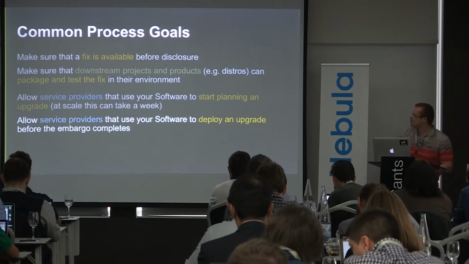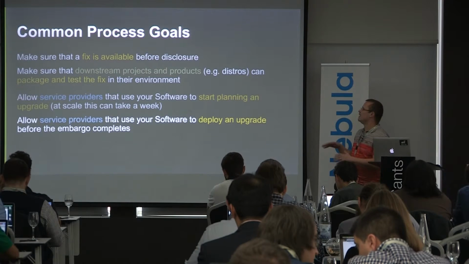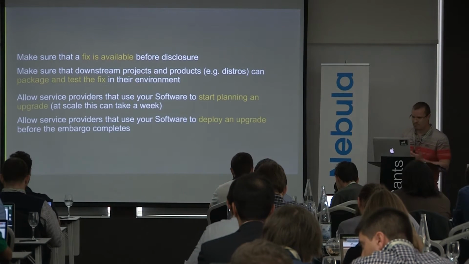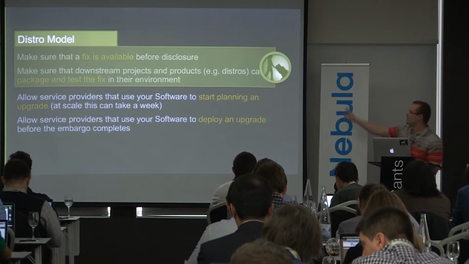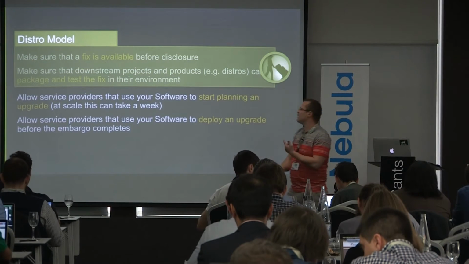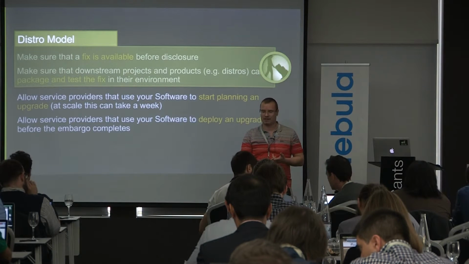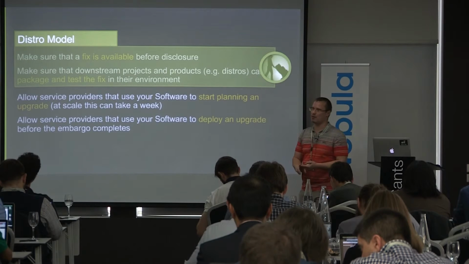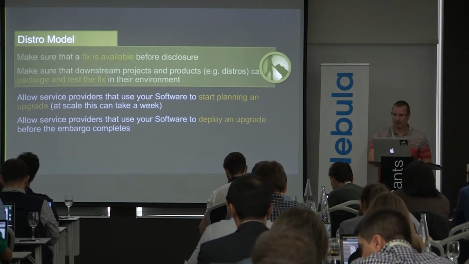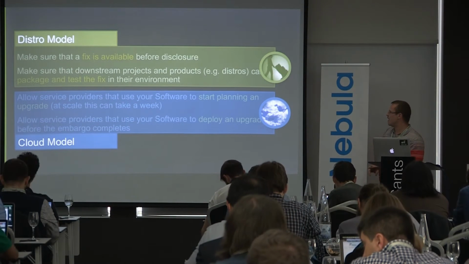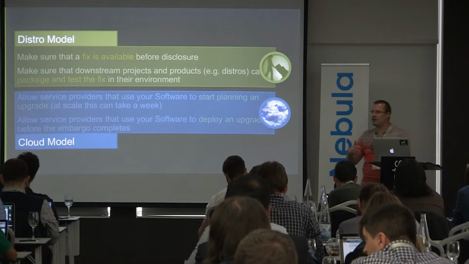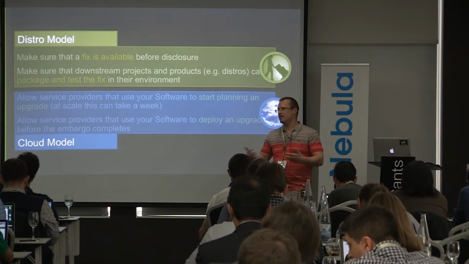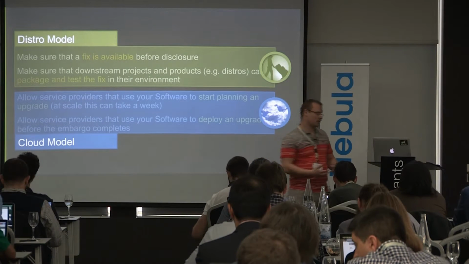So this structure already gives you the definition of those 2 models, right? Your first 2 goals, making sure that a fix is available and that distros can basically package and test it, I call that the distro model. And if you want to have those further goals around service providers, I call that the cloud model. Basically, just so that we have a way to label those 2 different approaches.